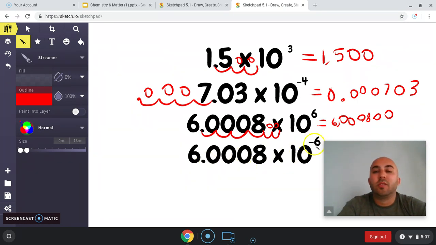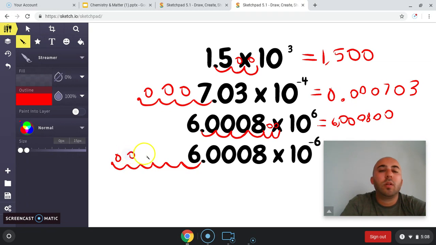Because of this negative sign, I'm dividing by a million. And so in this case, I'm going to go, okay, let's count. 1, 2, 3, 4, 5, 6. Put the decimal point here. Fill this with zeros. 1, 2, 3, 4, 5 zeros.